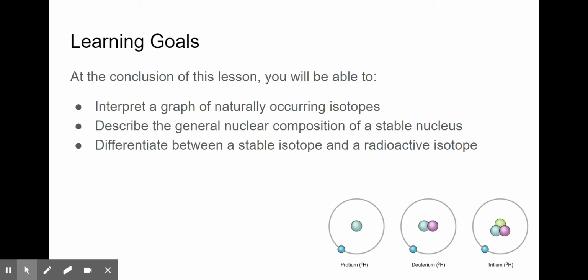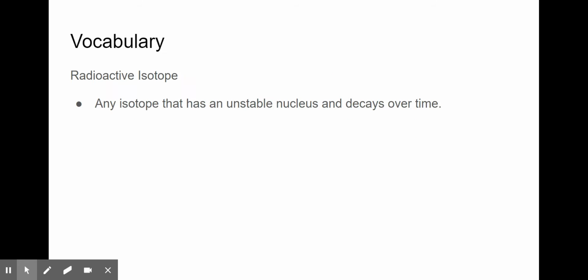Okay, so some learning goals. At the conclusion of this lesson, you will be able to interpret the graph of naturally occurring isotopes. You'll be able to look at the x-axis, y-axis, and figure out pieces and parts of information or characteristics for each of these isotopes, okay? You'll be able to describe the composition of a stable nucleus. You will be able to differentiate between a stable isotope and a radioactive isotope, and a lot of times we can do that by looking at their location on that chart, okay? Picture that you see at the bottom here, these are 3 different isotopes of hydrogen.